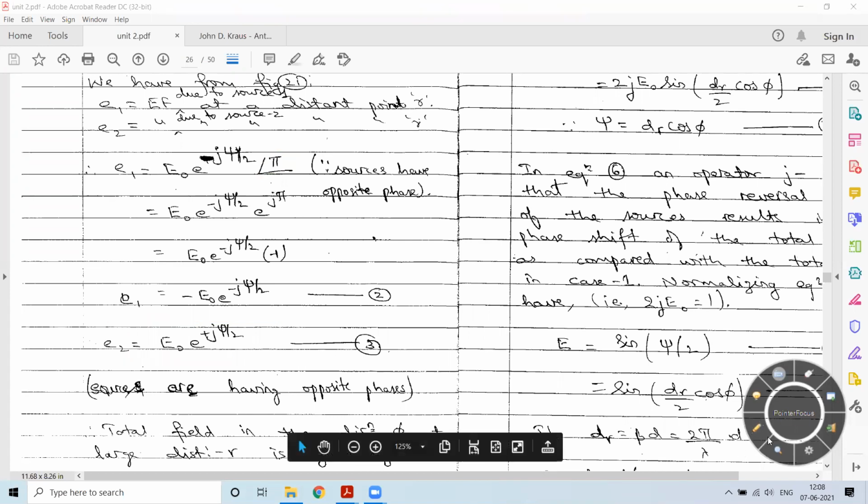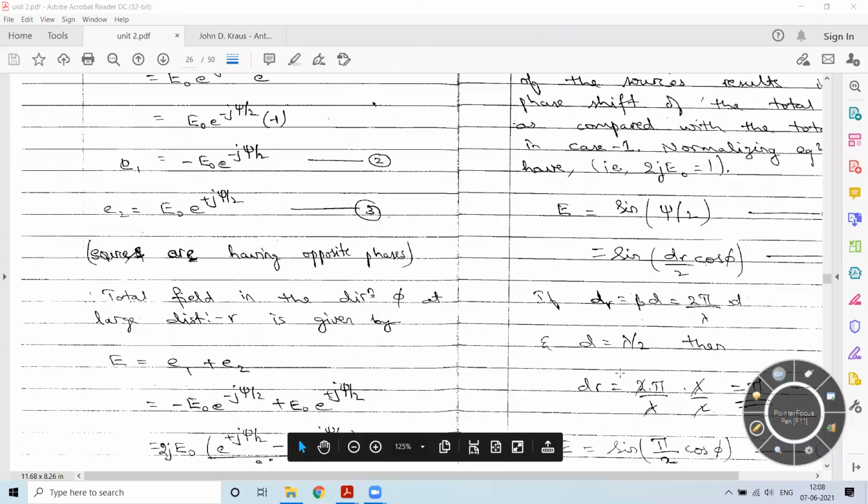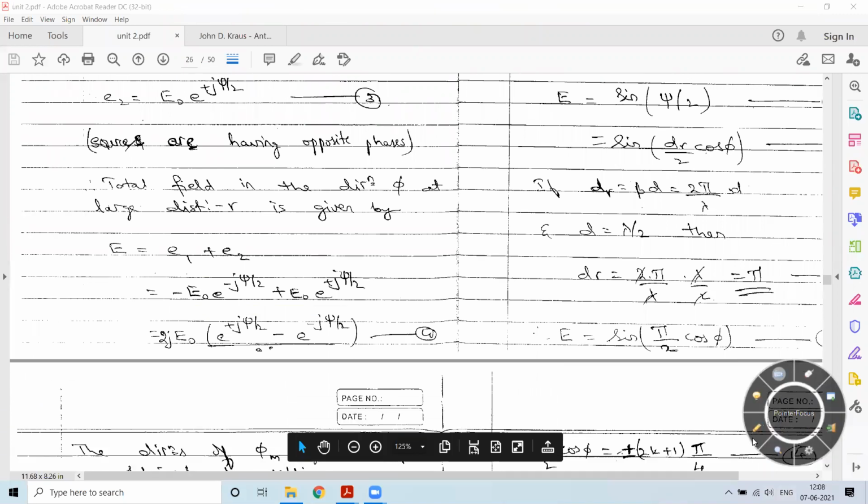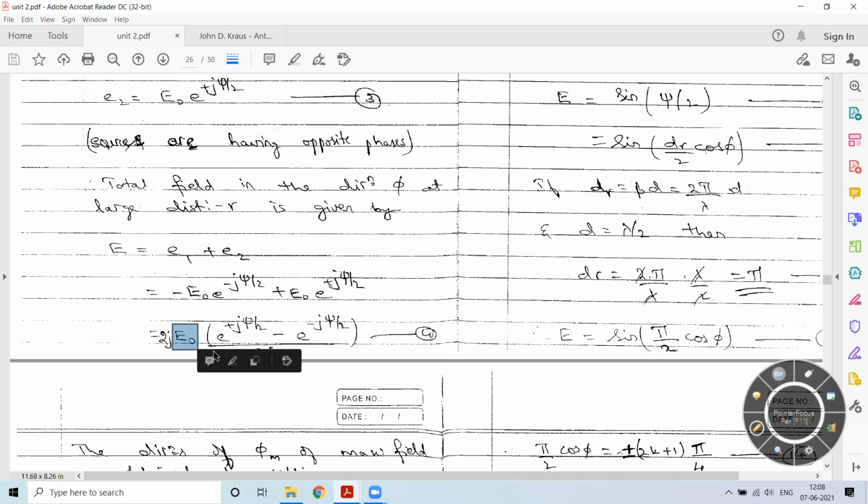Now what is the total electric field? The total electric field is given by the sum of E1 and E2, so E1 plus E2. Substitute E1 and E2, and you can observe that we have E naught common. When I take E naught common, I am left with plus e raised to plus j psi by 2, and minus e raised to minus j psi by 2.